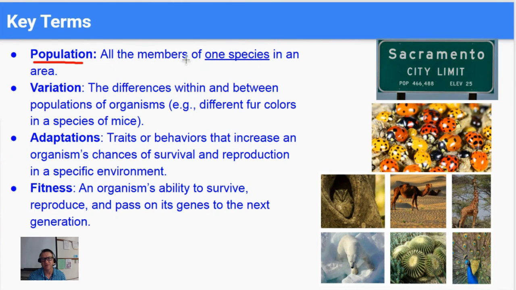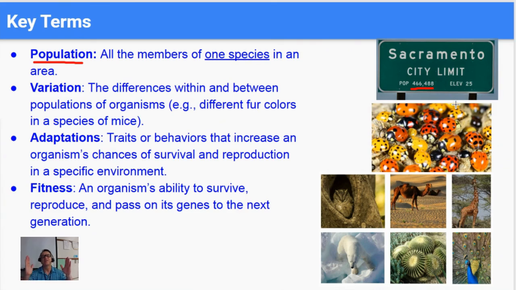All right, so we've done this one already. Population, that's all the members of one species in an area. That area can be as big as you want. You know, what is the population of squirrels in your backyard? Or maybe it's what's the population of squirrels in Tulare? Or how many squirrels are there in California or the United States or the entire planet? So the area is up to you, but it's the members of one species.